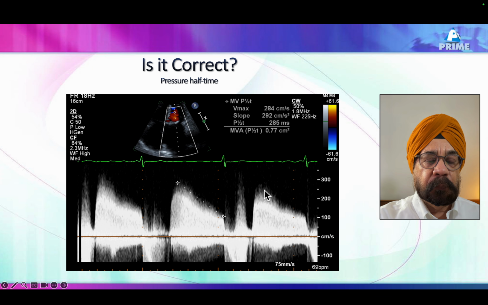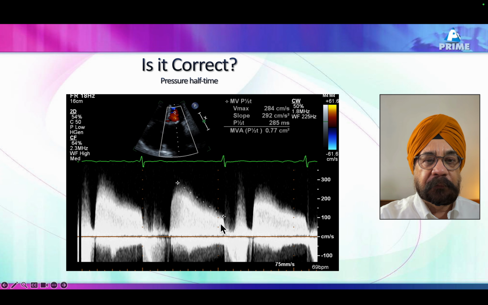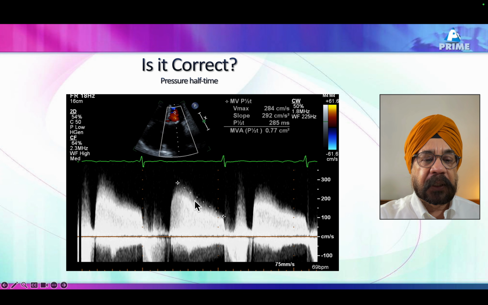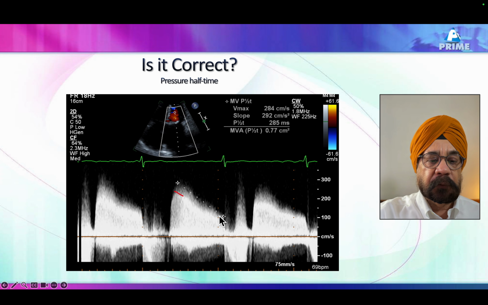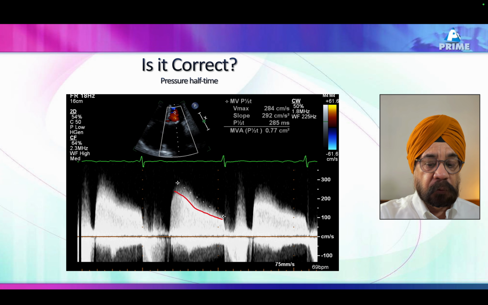Now, many a time you don't get a good line for the pressure half time. The slope is not as you would have wished it to be, something like this. Then where do you take it? Now, one thing is that you don't take it at the peak. You have to take it at the median velocity. You see the median velocity, it's something like this. It's not a straight line. Where do I take? Should I take here? Should I take here? That's what I'm going to discuss. So this is where you should take, and the median is not a straight line.